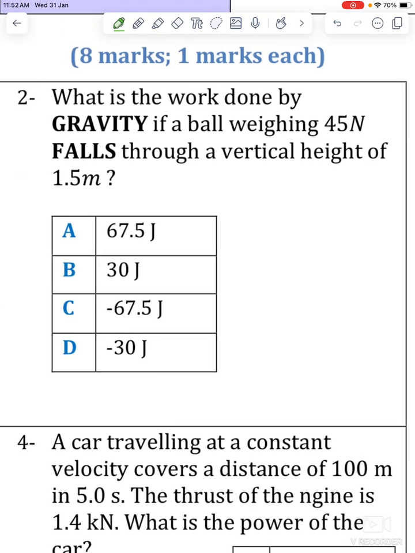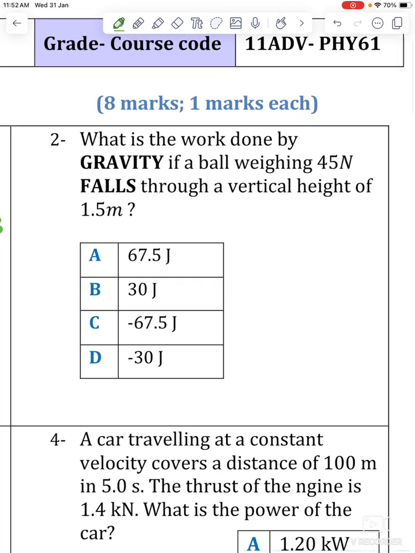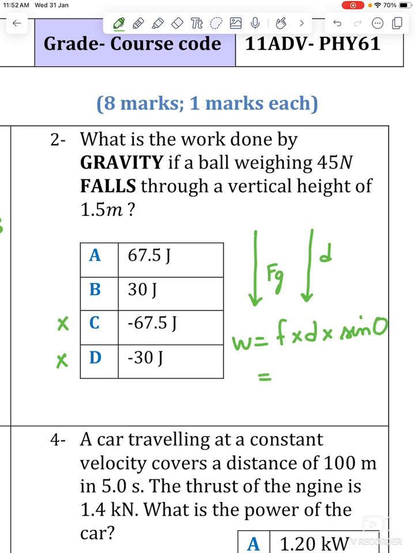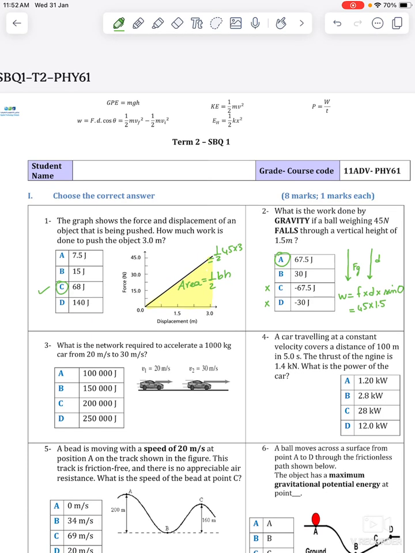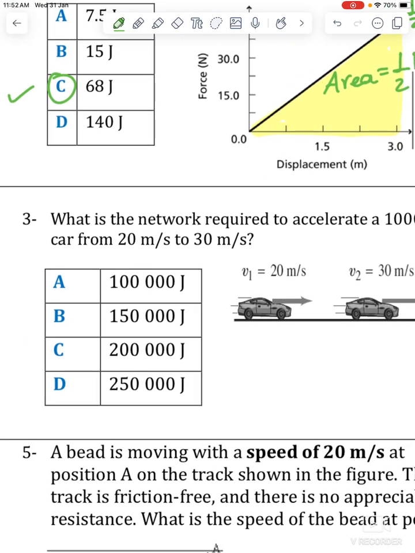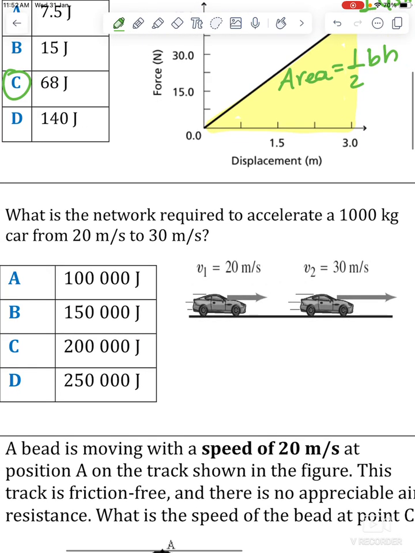Now, what is the work done by gravity if a ball weighing 45 Newton falls? The force of gravity is downward as it falls. So basically, the two vectors are in the same direction, so it's not a negative work. So it is F by D, and here sine of the angle is 0 in the same direction. 45 by 1.5, it will give me 67.5.